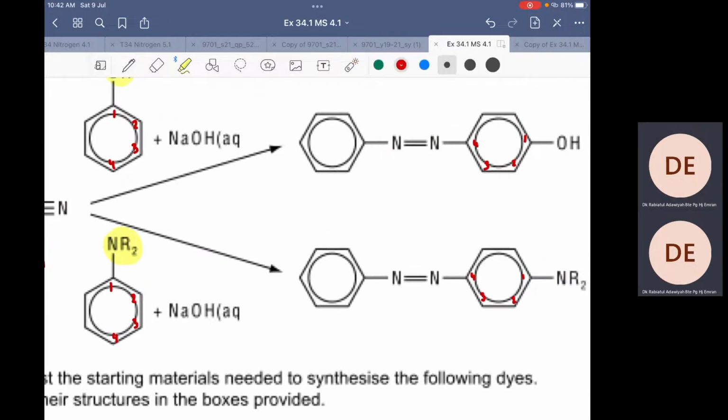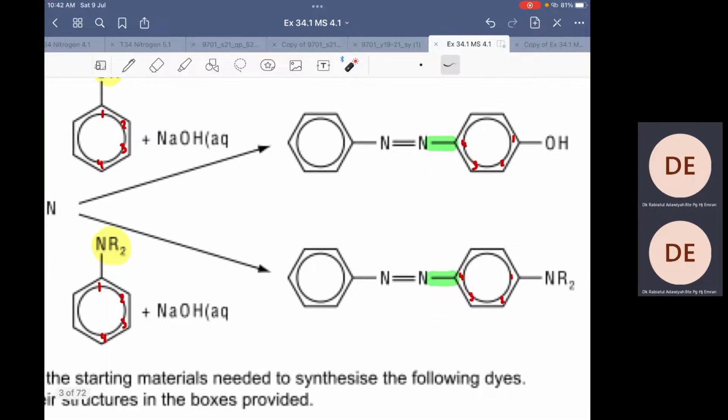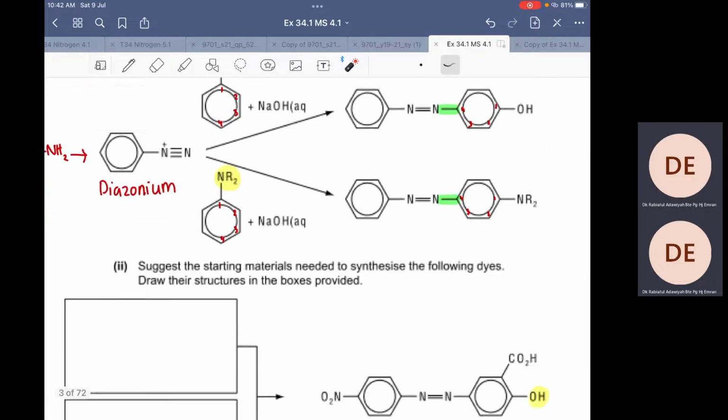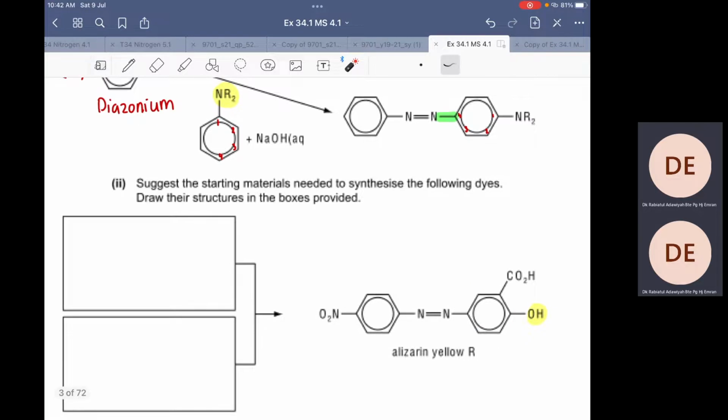Okay. Do you all notice that the new bond being formed is between that nitrogen and carbon number 4? Okay, so that bond is crucial in helping us in the next step. We need to identify where that new bond is being formed. So just remember, the new bond formed is between nitrogen and carbon number 4 to either an OH group or an amine group. Okay, so suggest the starting materials needed to synthesize the following dyes.